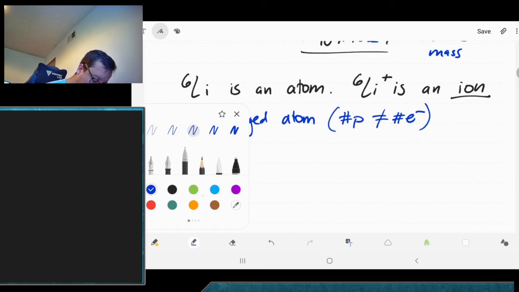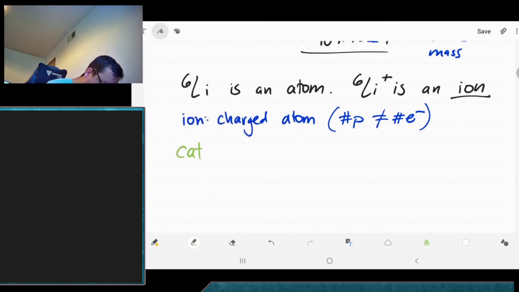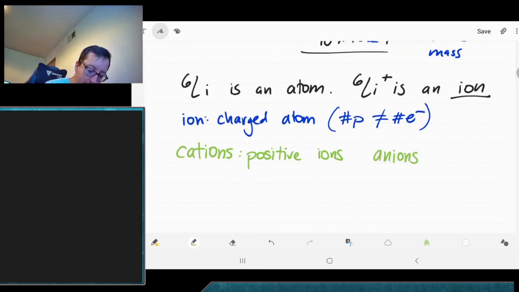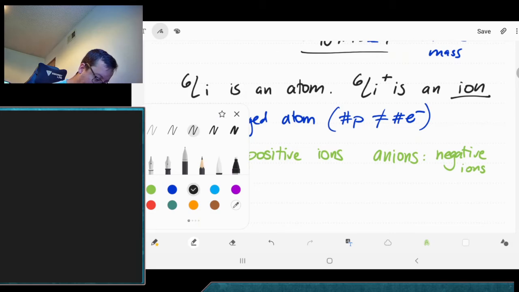Specifically, we have two types of ions. We have cations, not cations, but cations. These are positive ions. And we have anions, which are negative ions. We can say this lithium plus is a cation. It has a positive charge. And let's see if we can figure out how to get that number.